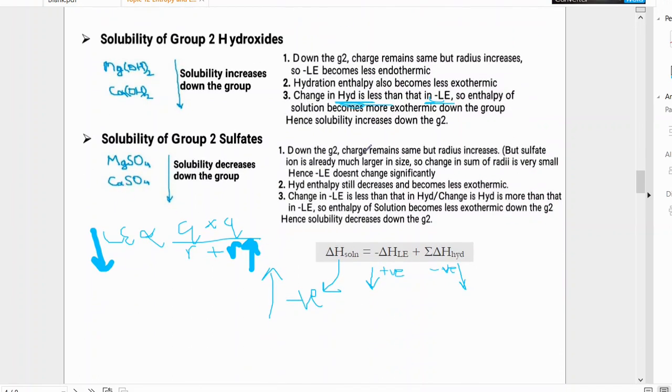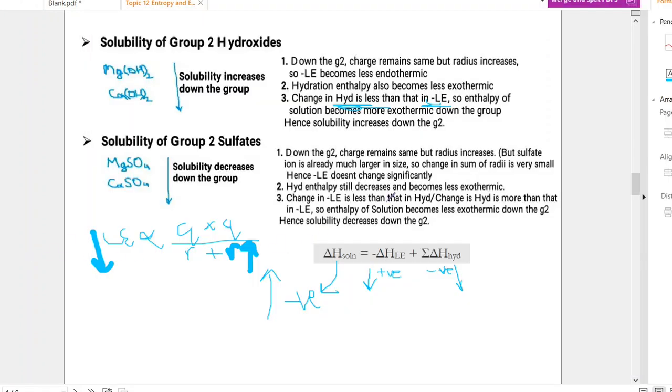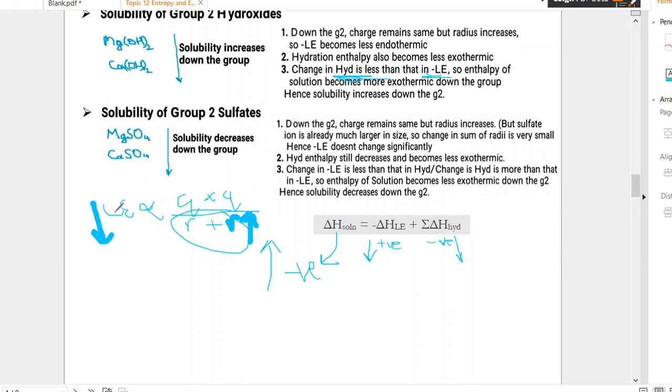Now for group 2 sulfates, down the group, charge remains the same, radius increases, but the sulfate ion is already much larger in radius compared to any group 2 ion, because it is a polyatomic ion. So the change in the sum of ionic radii is very small. So lattice energy does not change significantly, and lattice dissociation energy also does not change significantly. But hydration enthalpy still decreases and becomes less exothermic as the ionic radii of the cations increase down the group.